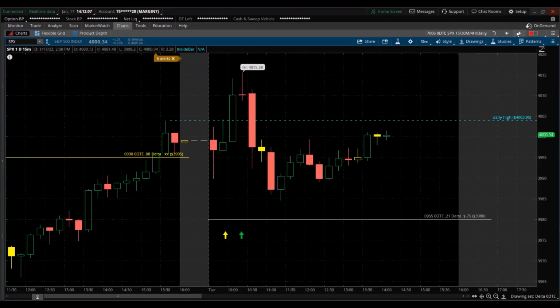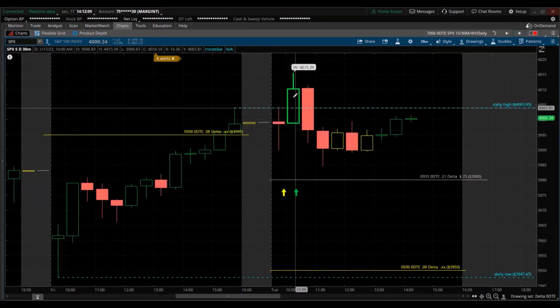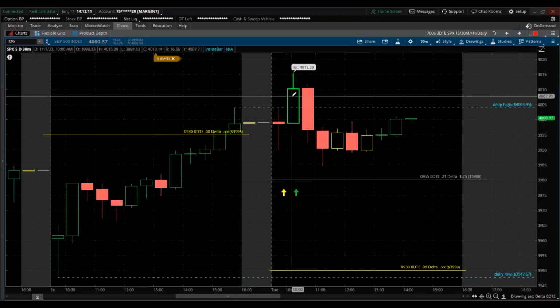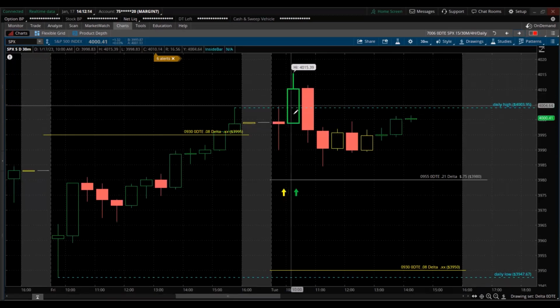the upside. And you can see on the 30 minutes, look at that. That was the high of the day. And that candle, remember I closed right there in that candle, so it happened to be the high of the day. Worked out nicely.